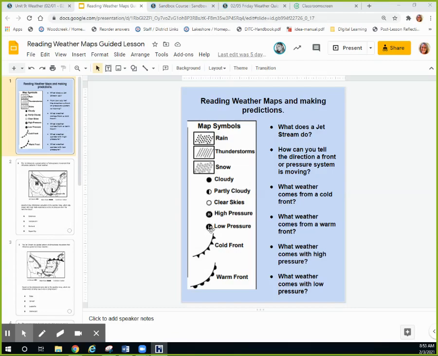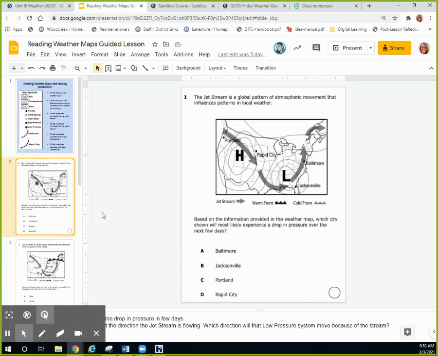And then high pressure and low pressure will be represented with a capital H and a capital L. And then again, our cold front with our icicles, our triangles, and our warm front with our little half circles or suns. Okay? So I feel like the best way to teach this is to answer some questions about it.